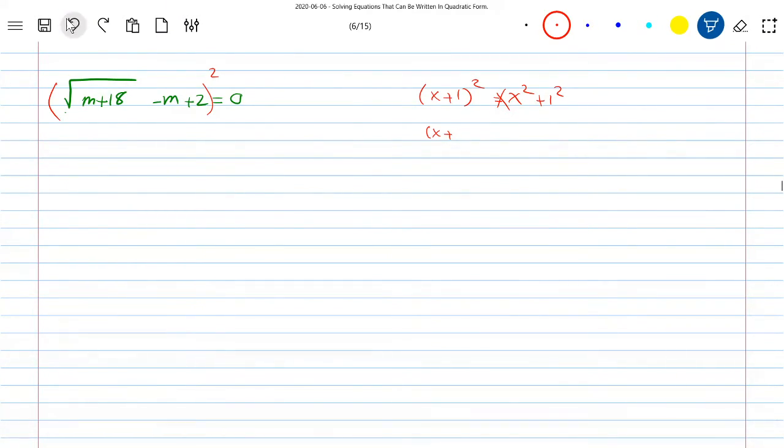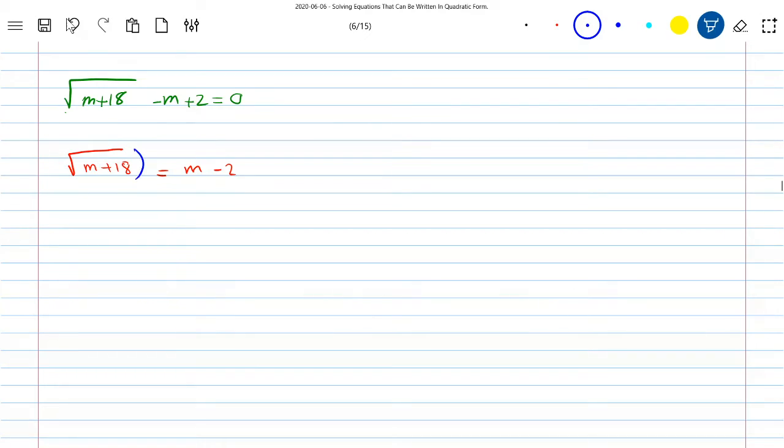I'm going to go backward. I know it takes a long time. Okay, so first I will isolate the square root, m plus 18, and add m and subtract 2. So what I get is positive m minus 2. I'll move negative m plus 2 to the other side. Now I have isolated the square root. I can square both sides.